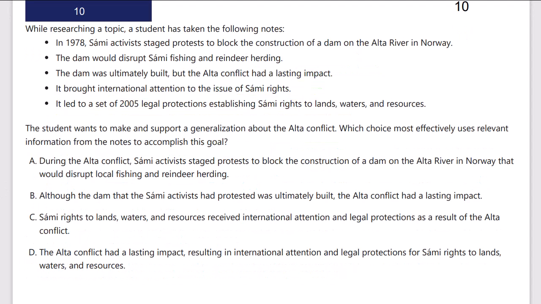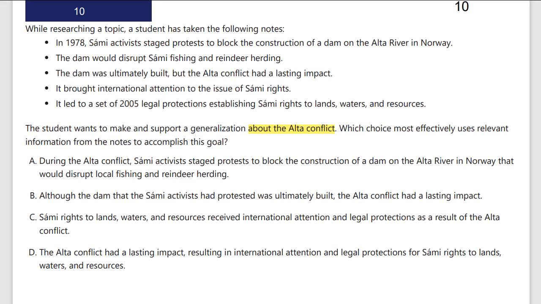Okay, let's look at a harder example still. A student wants to make a generalization about the Alta conflict. That's the generalization we want. Let's read the bullet points now. In 1978, Sami activists staged protests to block the construction of a dam on the Alta River in Norway. The dam would disrupt Sami fishing and reindeer herding. This is the background bullet points.